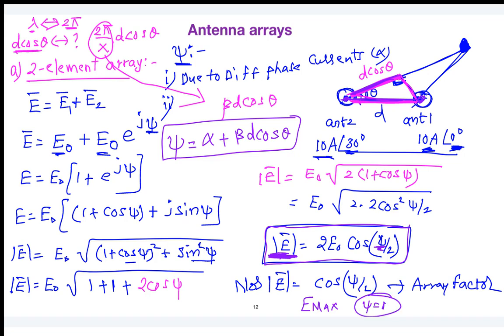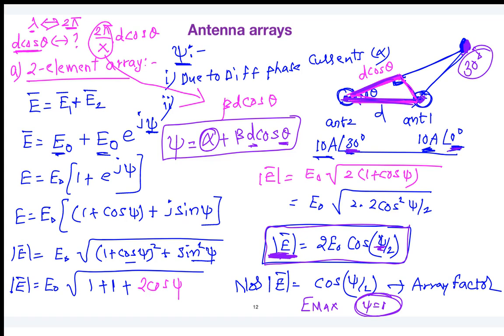Now, making psi equal to 0 is in your hands only. Now I want the maximum electric field at theta equal to 30 degrees. So in that case, I know that my theta value will be 30 degrees. I know the separation between these two antennas. And accordingly, I can find out my value of alpha. So this is basically what it does. If you want a particular maximum in a particular direction, now I want the electric field maximum at 30 degrees, I can do some simple calculation and define the value of alpha.